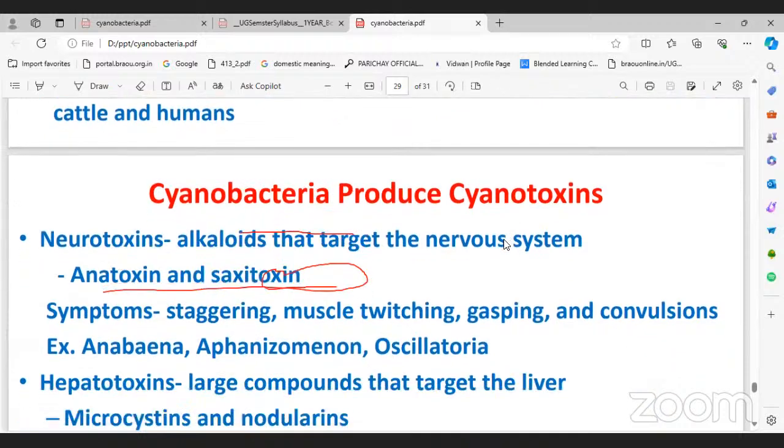These produce cyanotoxins. The cyanotoxins are neurotoxins, alkaloids that target the nervous system. Neuro means nervous. I already gave the examples, anatoxin and saxitoxin. What are the symptoms? If we drink this type of water, this bloom toxin water, there is staggering, muscle twitching, gasping, and also headache, stomachache, and giddiness. And then hepatotoxins.